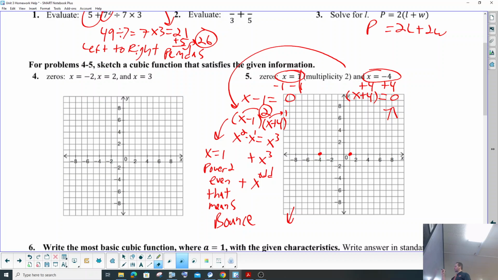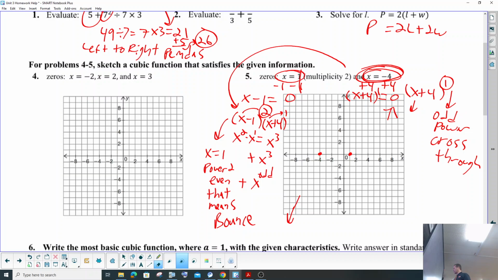And then x plus 4, right? So x plus 4 has an invisible 1 there. And so that's odd power. And so that means cross through. Okay, let's do it. So a negative 4, right? Because you said equal to 0, and you get a negative 4. So we're going to cross through, right?